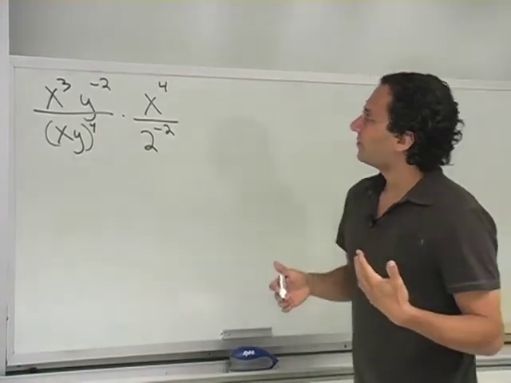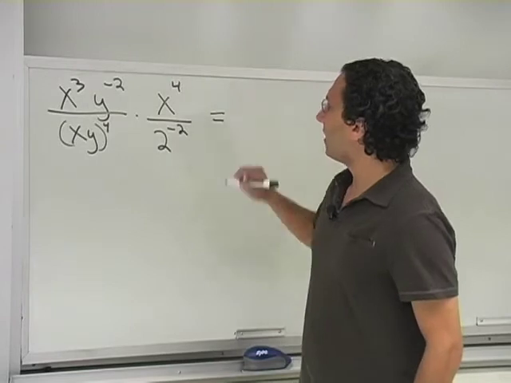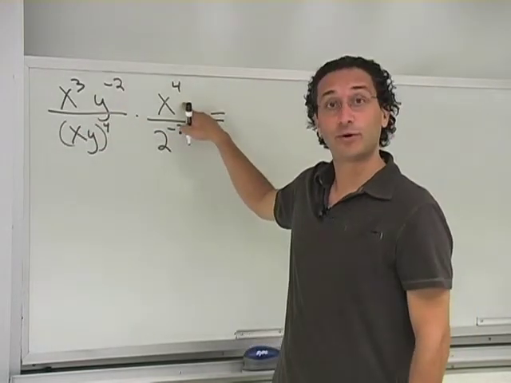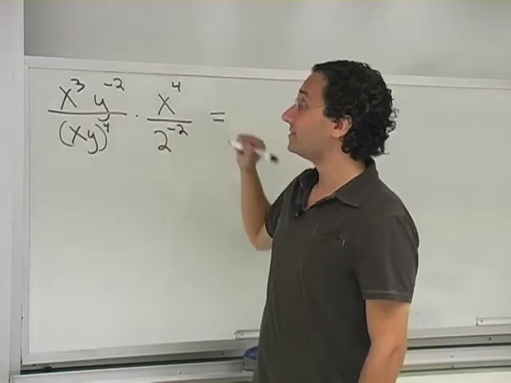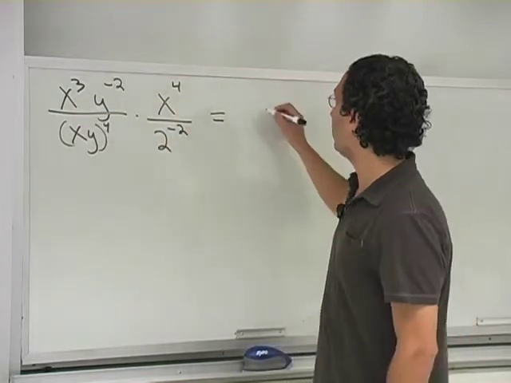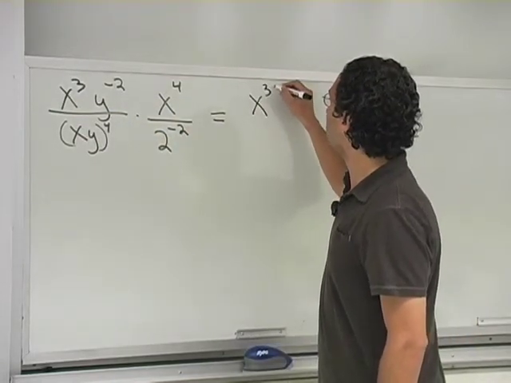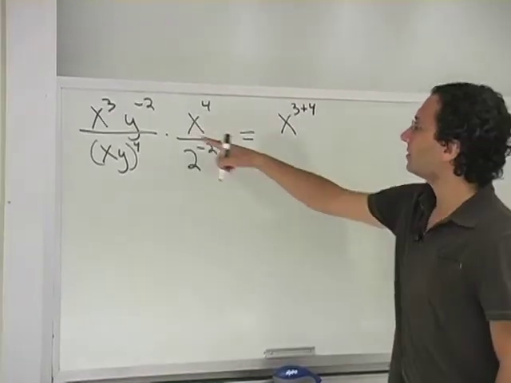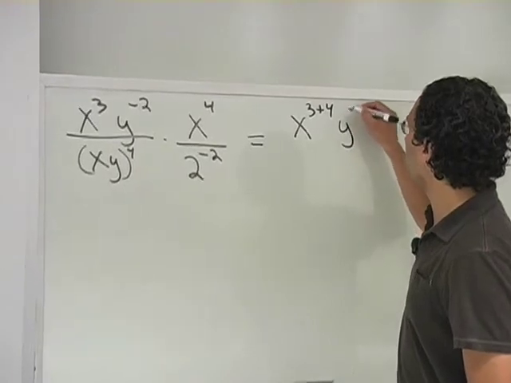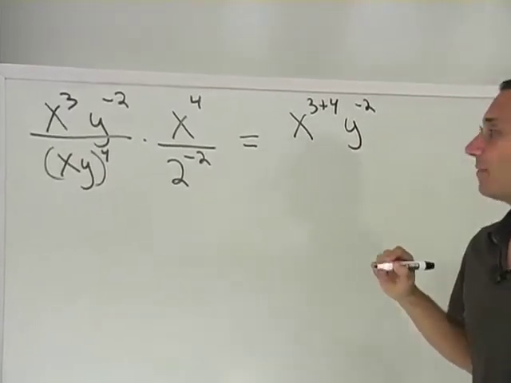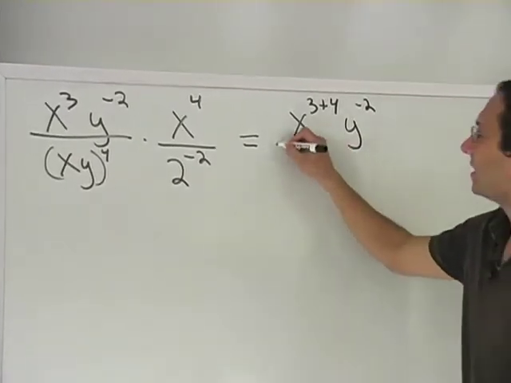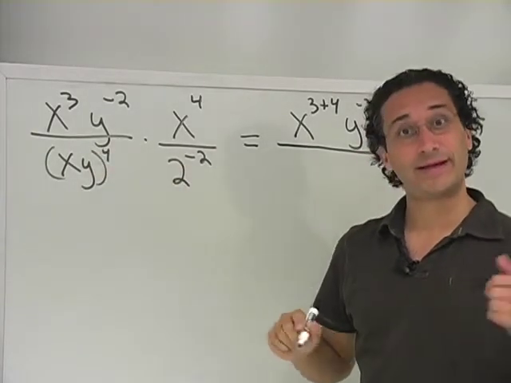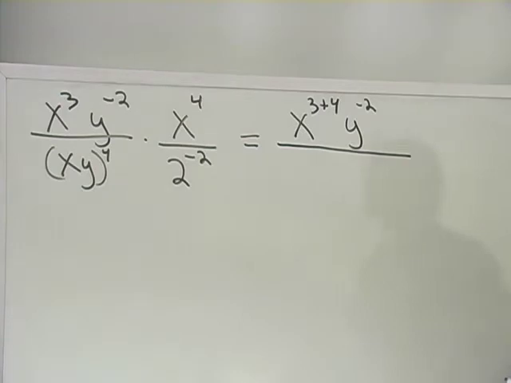So what sorts of things can we do here? Well, first off, I've got an x cubed and an x to the fourth. We've got the same base, so we can add our exponents. So that becomes x to the 3 plus 4. Let me hold off on the y to the negative 2, which I can do something with, because first I want to see what's going on with the y down here. Maybe I can combine those in some way.